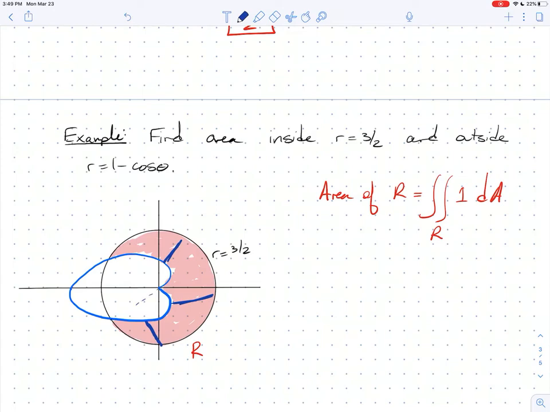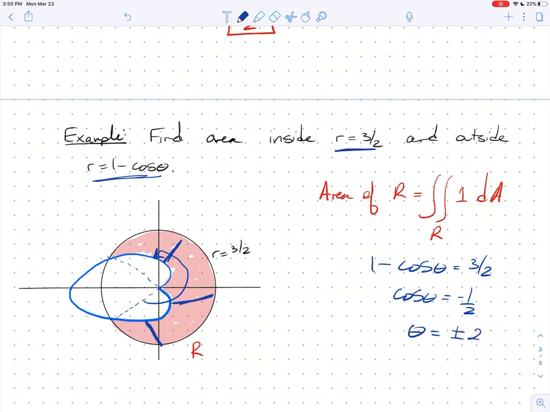Theta is swinging from this intersection point, and it swings around to this intersection point. So what are those intersection points? Well, I'm just literally going to set this one as r and this one as r. I'm going to set them equal, and I get 1 minus cosine theta equals 3/2. So that tells me cosine theta is minus 1/2, and you can solve and come up with theta is plus or minus 2 pi thirds. So those are my angles, negative 2 pi thirds and 2 pi thirds.